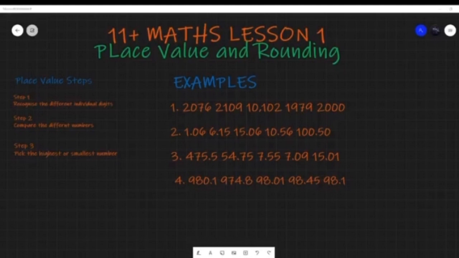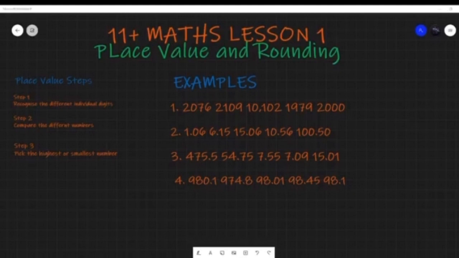So for number 2, we're going to try and find the smallest number now. So 1 is clearly ones. So in 1.06, 6 is hundredths, 0 is tenths, and 1 is ones. The reason that this is called tenths and 6 is called hundredths is because it's after the decimal point. So in 6.15, 5 is the hundredths and 1 is the tenths because they're after the decimal point.